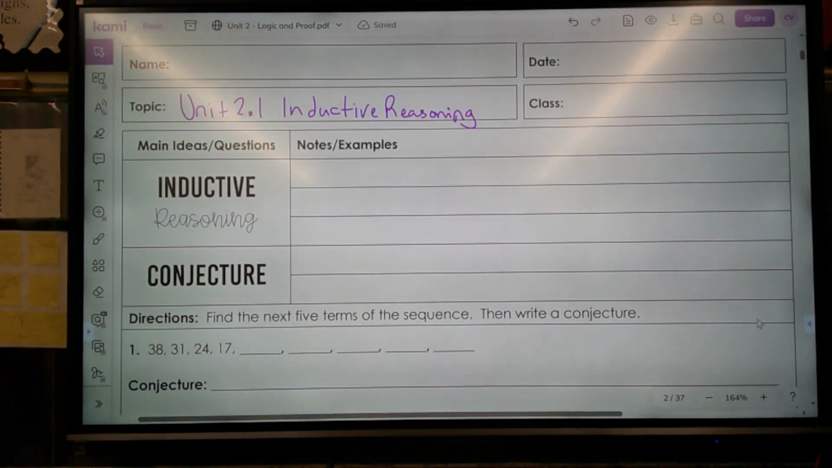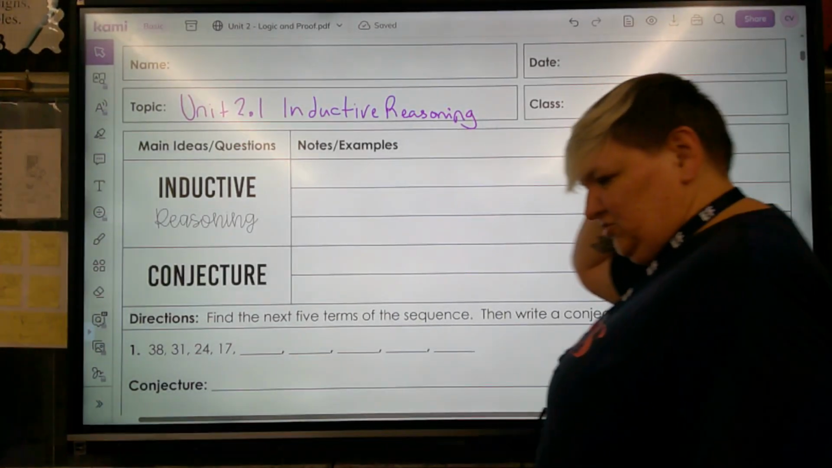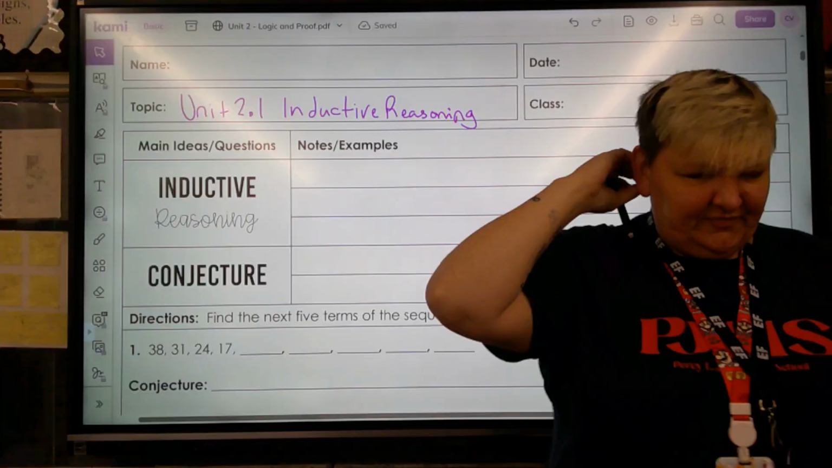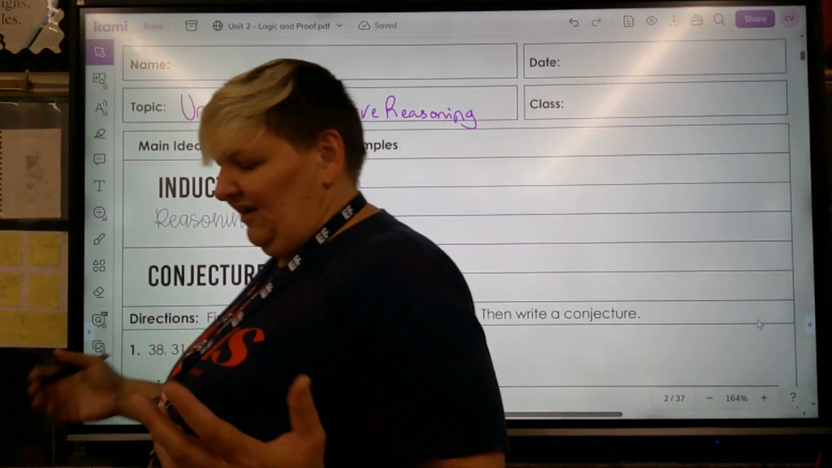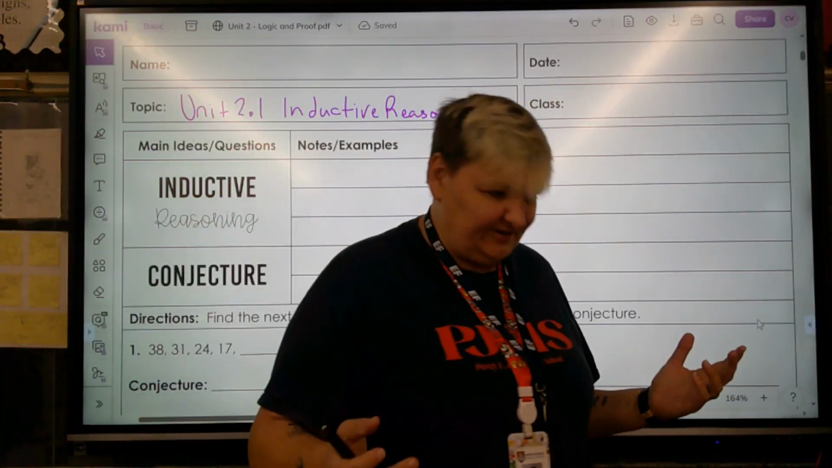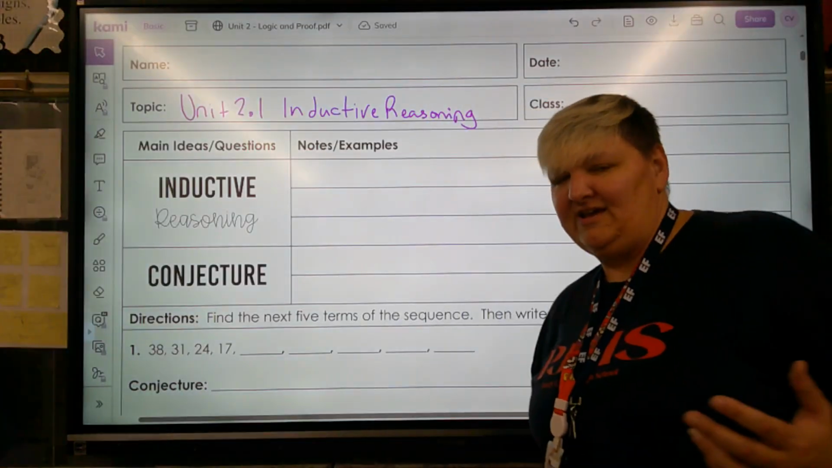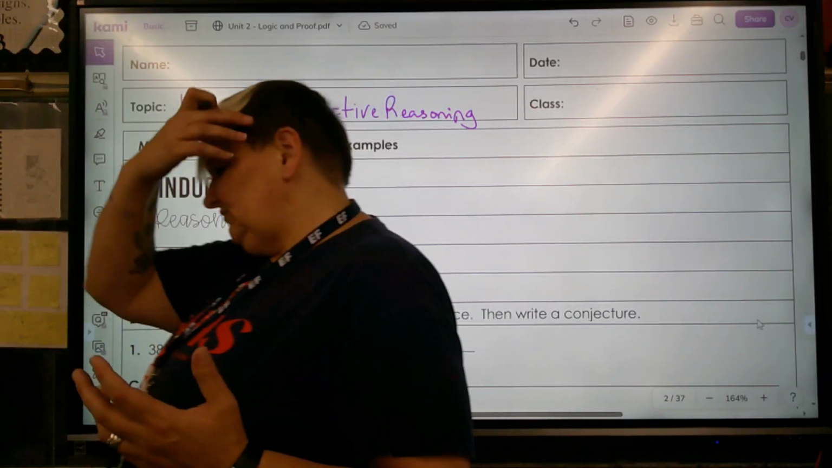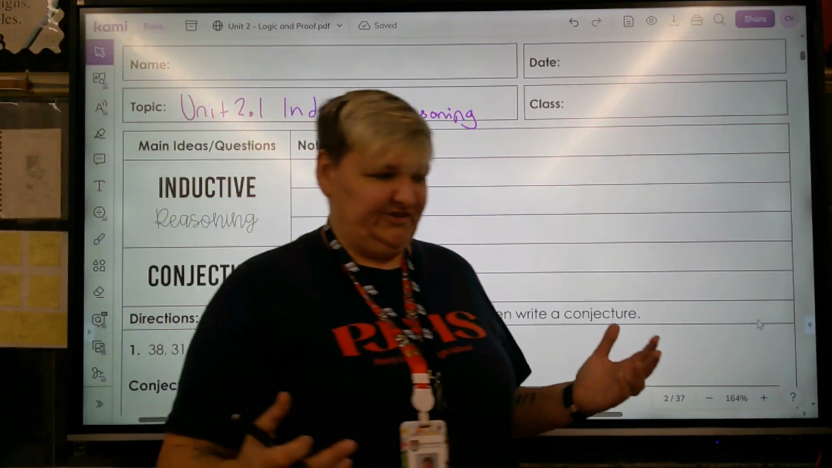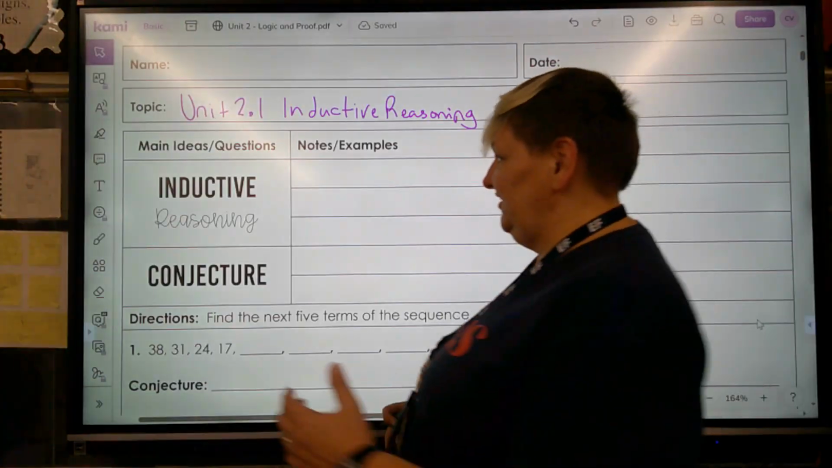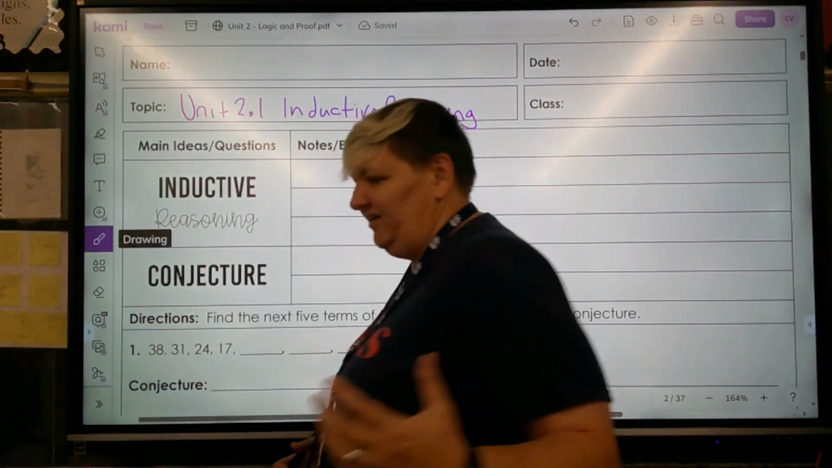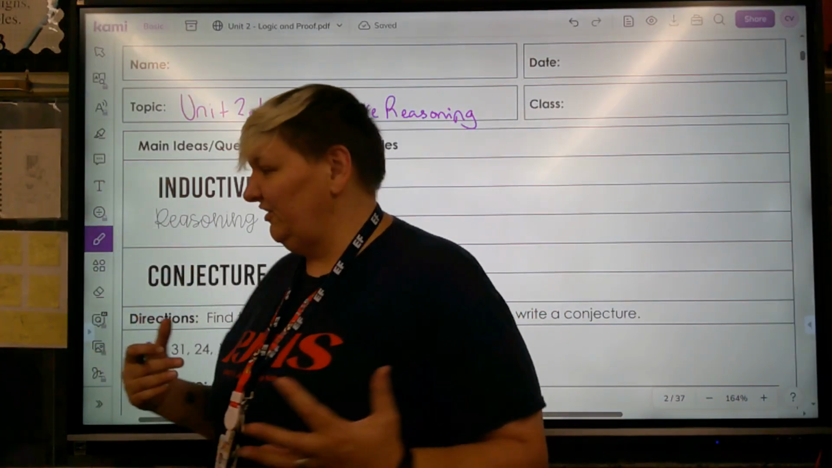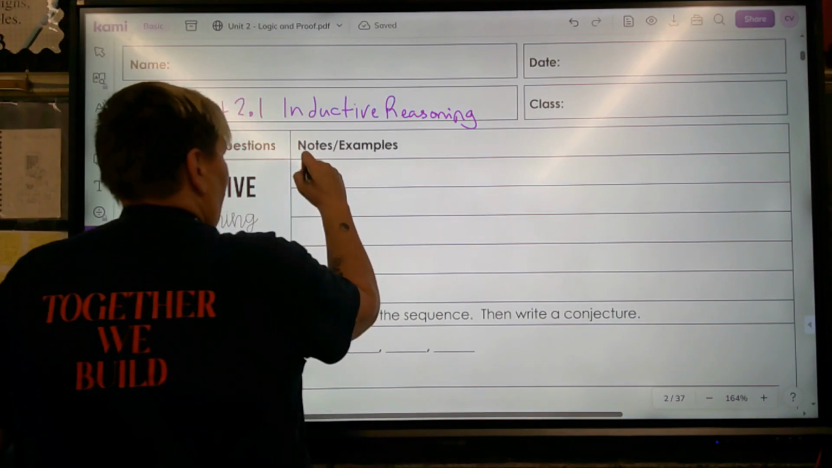Alright, moving on to Unit 2. Unit 2 is all about logic and proof, right? It's all about being able to give evidence or prove your answer. It's not enough to have the answer, you have to be able to prove it, right? So we start with inductive reasoning. Inductive reasoning is making a conclusion based on observations and patterns.